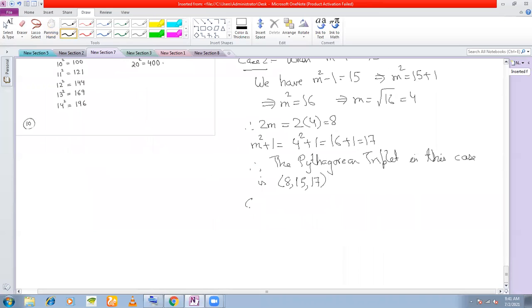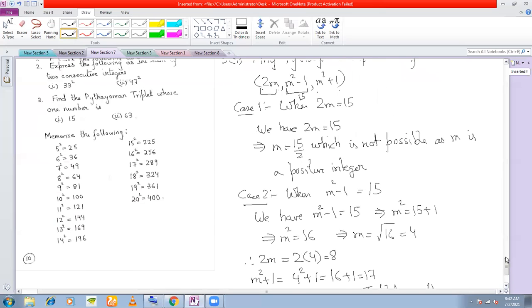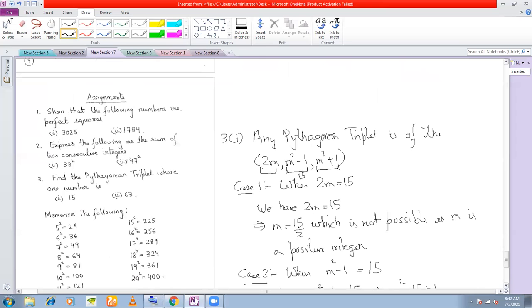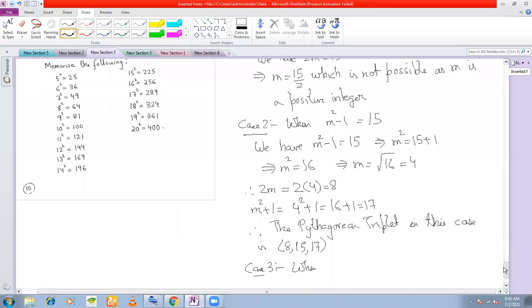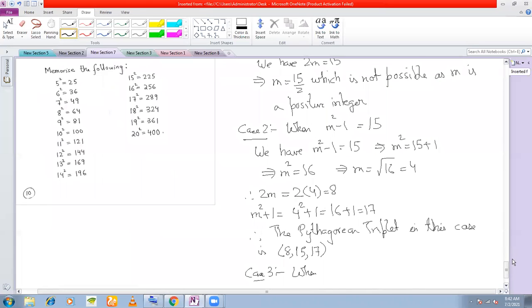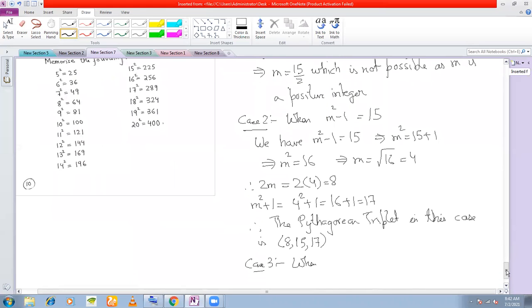Case 3. Sir, in case two, I have one doubt. Tell me. From where did the 4 squared come from? Yes, sir. What is the value of m that we have got here?